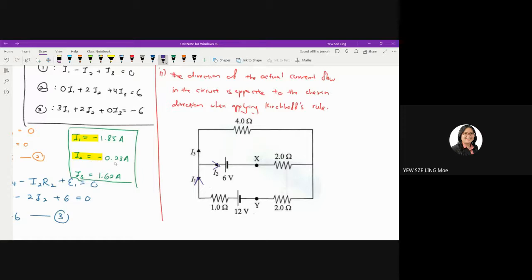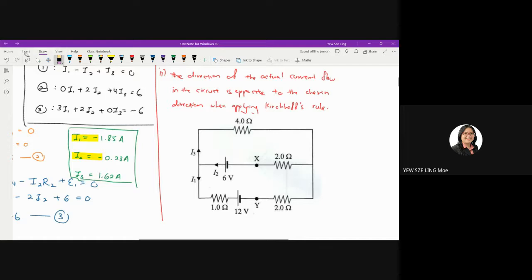I2 is entering, but the actual direction should be leaving. Okay, that is the meaning of the negative sign in the answer. So that's why I told you guys before, when you get a negative value, it doesn't mean that you are wrong. It simply means that the direction that you gave is opposite to the direction given.